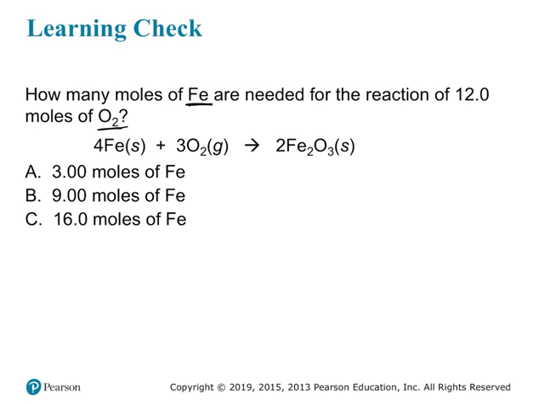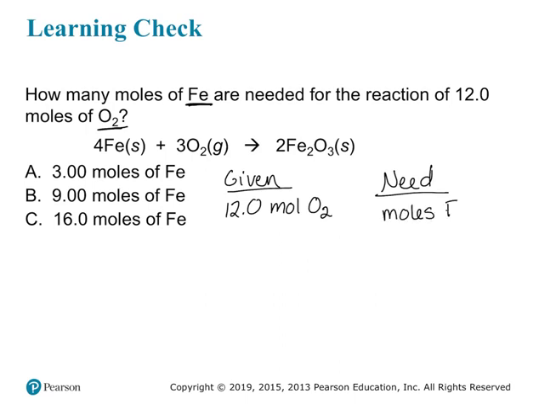Okay, so in this problem, we're given 12 moles of oxygen. And we need to figure out how many moles of iron we need in order to react all of the oxygen. And this is actually a common problem in chemistry. So if you are performing a reaction, let's say you have an endless supply of one of your reactants, but you only have a small amount of the other reactant. Sometimes you have to figure out, how much of the other reactant do I need in order for this reaction to occur?